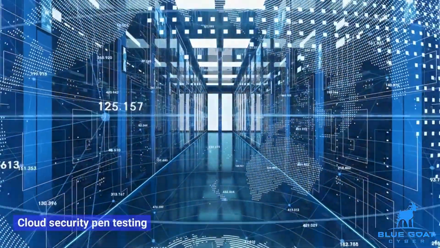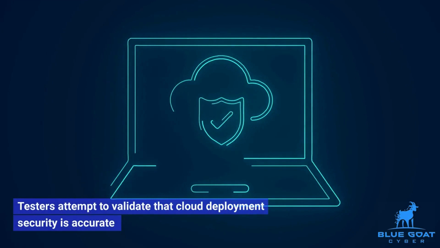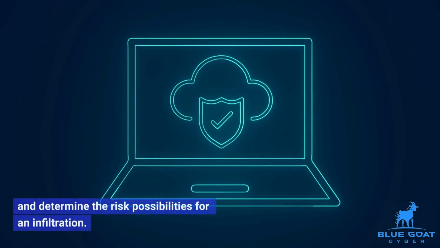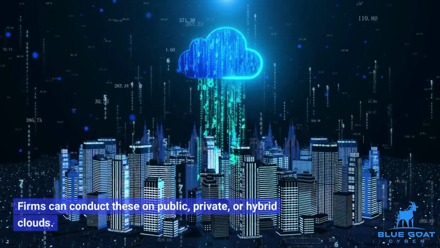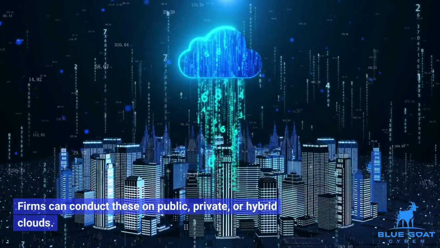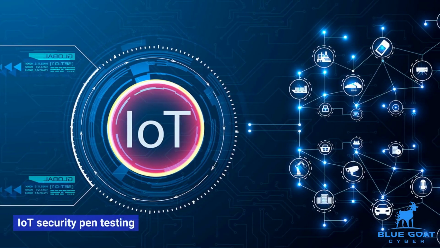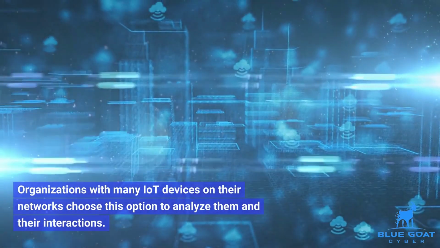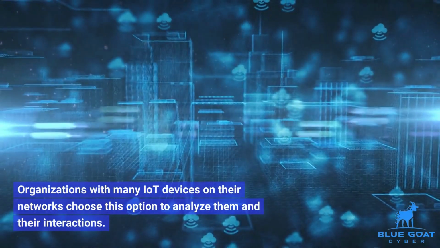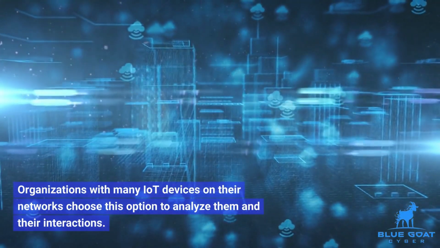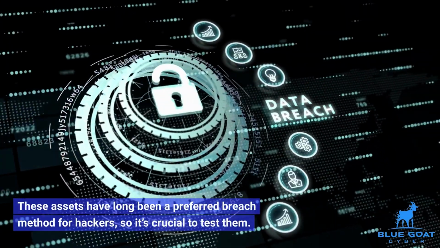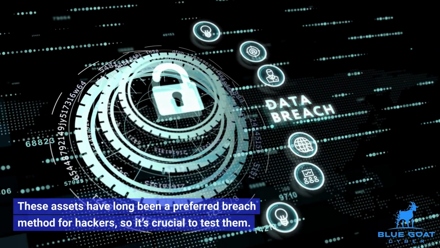Cloud security pen testing. Testers attempt to validate that cloud deployment security is accurate and determine the risk possibilities for an infiltration. Firms can conduct these on public, private, or hybrid clouds. IoT security pen testing. Organizations with many IoT devices on their networks choose this option to analyze them and their interactions. These assets have long been a preferred breach method for hackers, so it's crucial to test them.